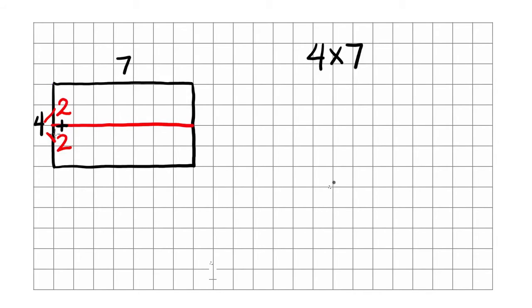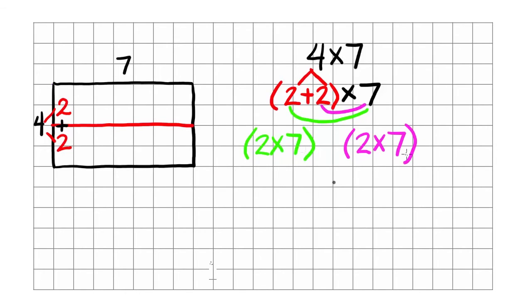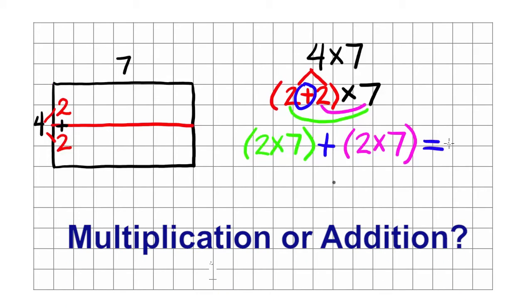Now that I've separated 4 on my model, I'll rewrite my equation to reflect those changes. I'll rewrite the 4 as 2 plus 2, and I'm still going to multiply it by 7. In order to solve this problem, I need to use the distributive property, and the distributive property says that both numbers need to be multiplied by the 7. So now I can rewrite this 2 times 7, then I'll write the next 2 times 7, and remember we're adding those 2 together. Now I need to think about order of operations and finish solving the problem.